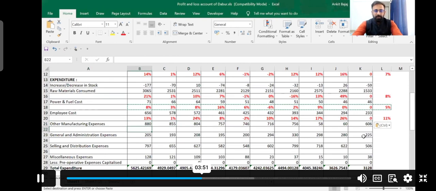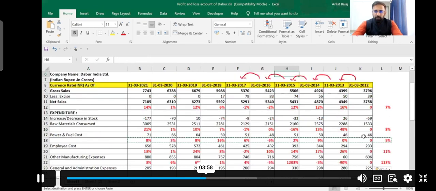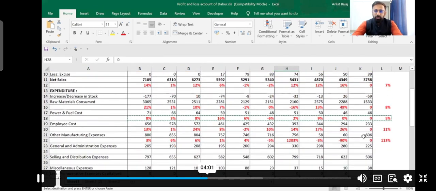So what is the average increase in manufacturing expenses? You can see here in year 2015, there is a huge growth in other manufacturing expenses, right? Now, when we are doing fundamental analysis, we should find out the reason there is a sudden increase of 1200% in other manufacturing expenses, right? There might be chances that they have changed some technology, and due to which there is a sudden increase in manufacturing expenses, right?